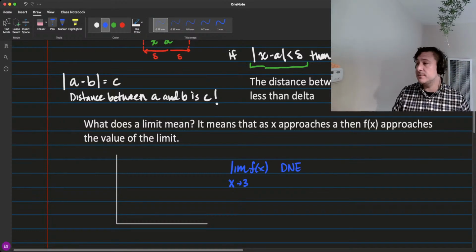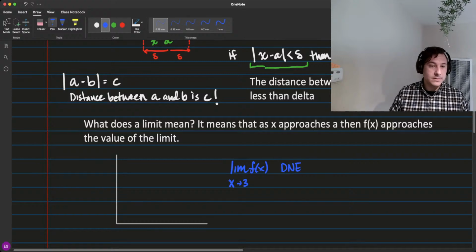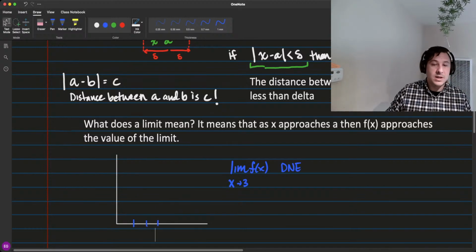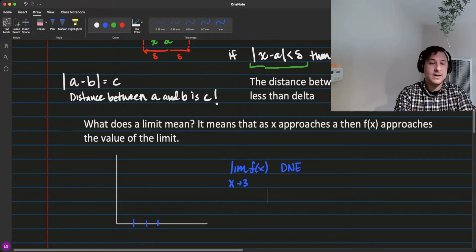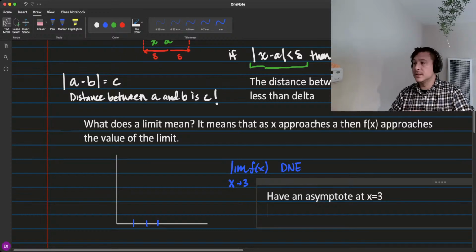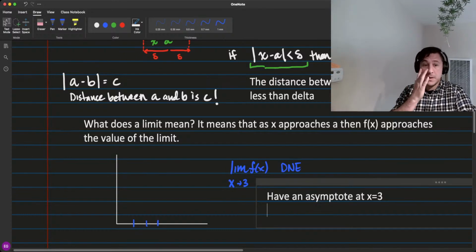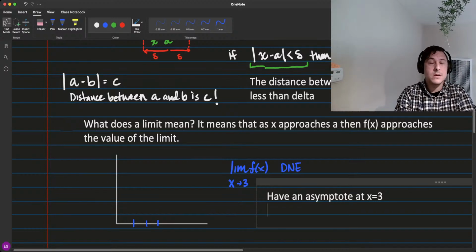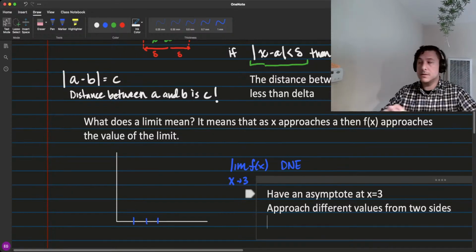I could have an asymptote, you're saying? Sure, so let's keep a list here. If I want the limit to not exist, I can have an asymptote at x equals 3. What else could I also do to make sure that the limit doesn't exist? Okay, so I could approach different values from two sides. What else could I do?